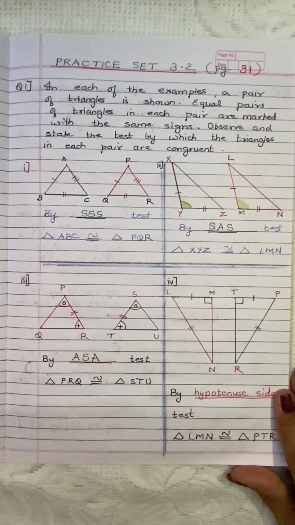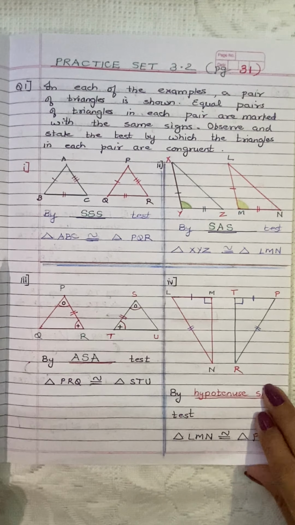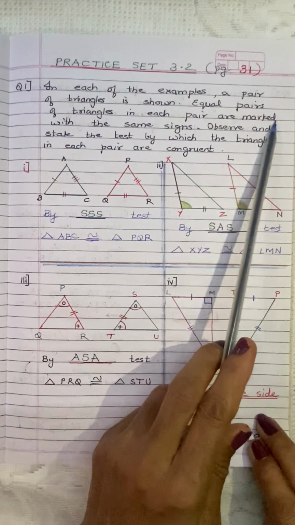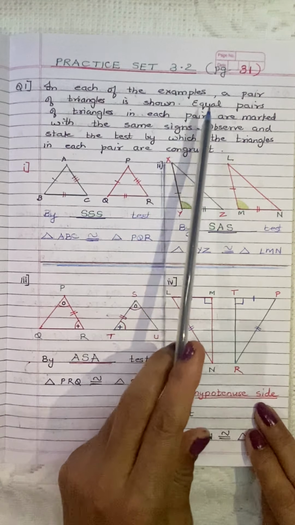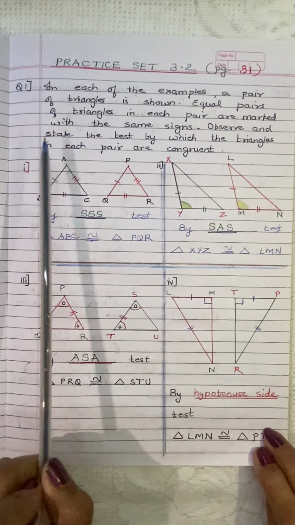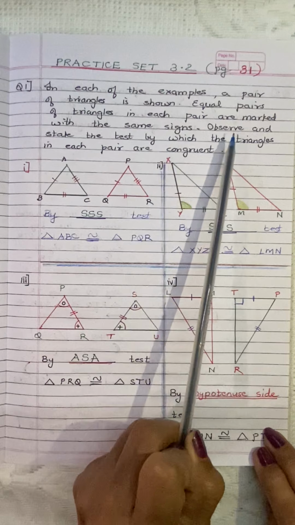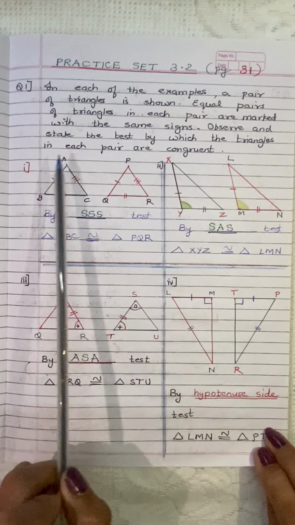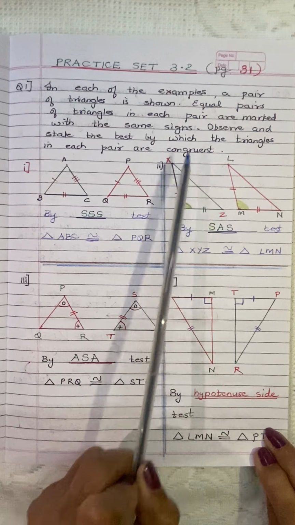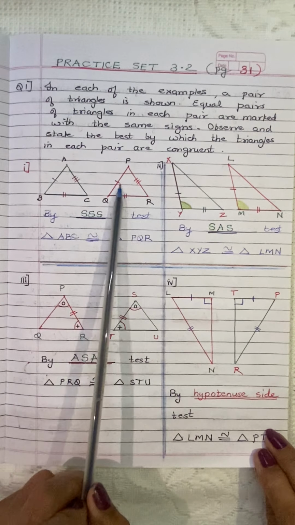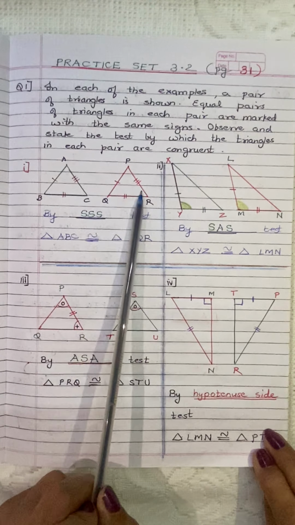Now let's begin with practice set 3.2, page 31 of your textbook. In each of the examples, a pair of triangles is shown. Equal parts of the triangles in each pair are marked with the same signs. Observe and state the test by which the triangles in each pair are congruent. Now they have given us markings on the triangles, with which we need to understand which test it follows.